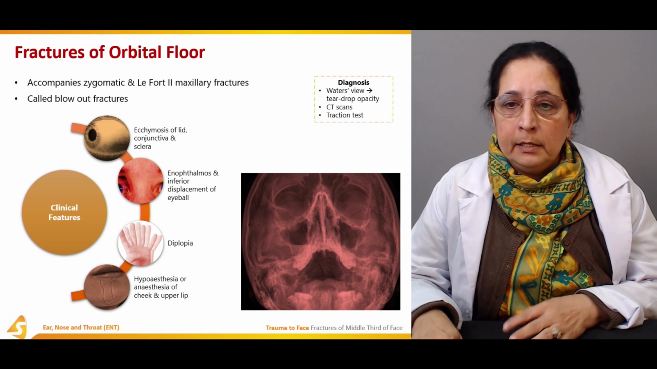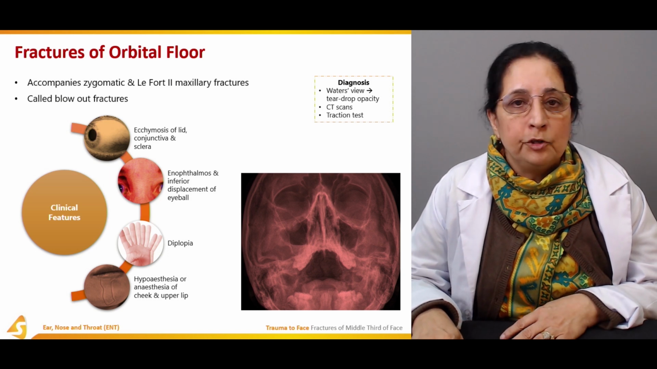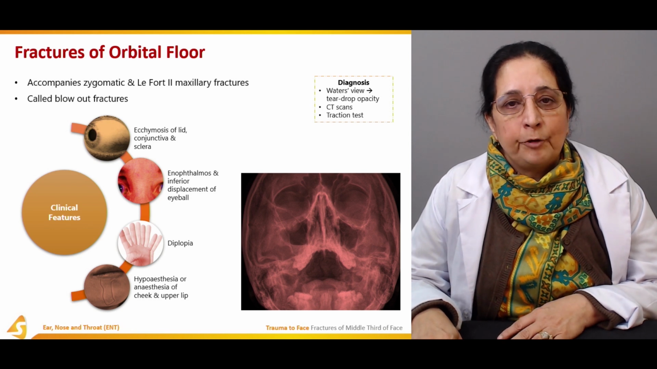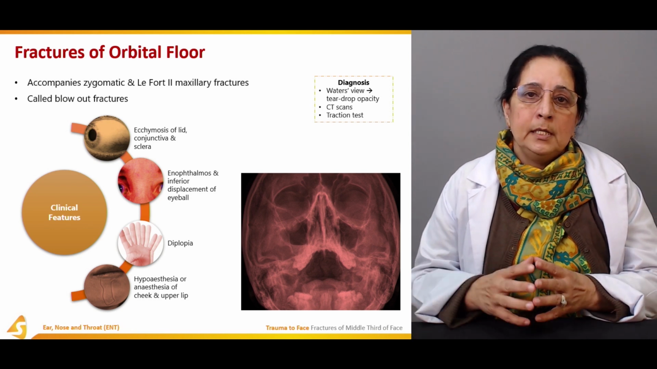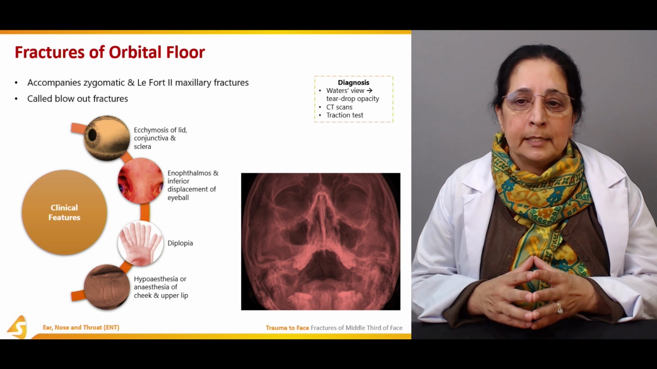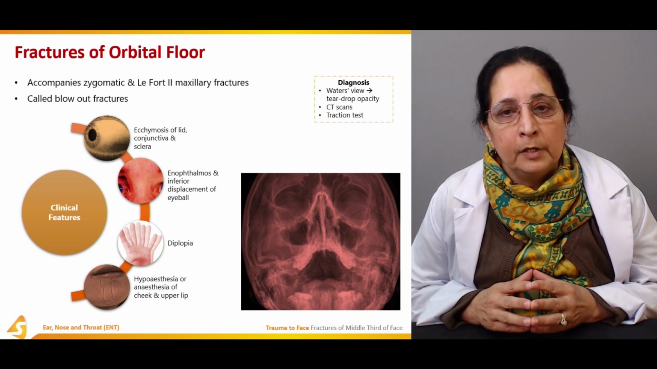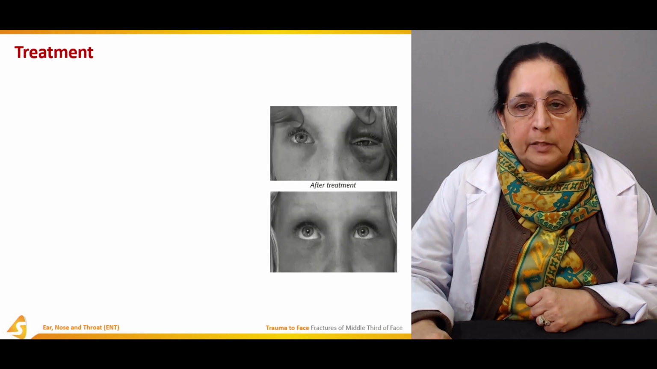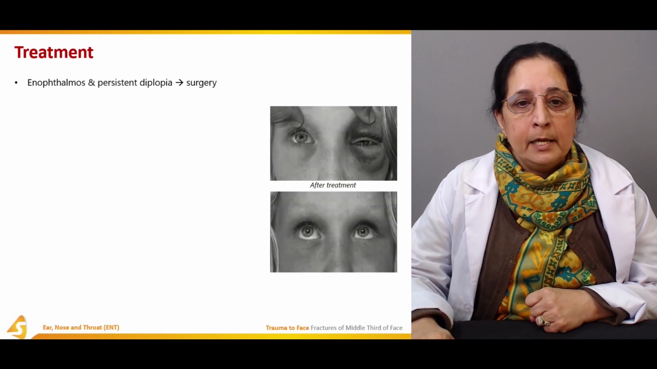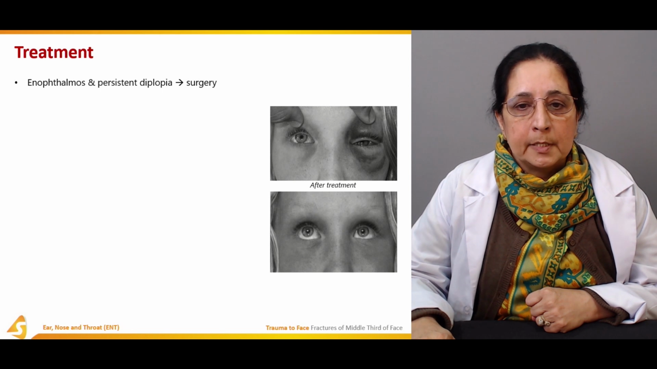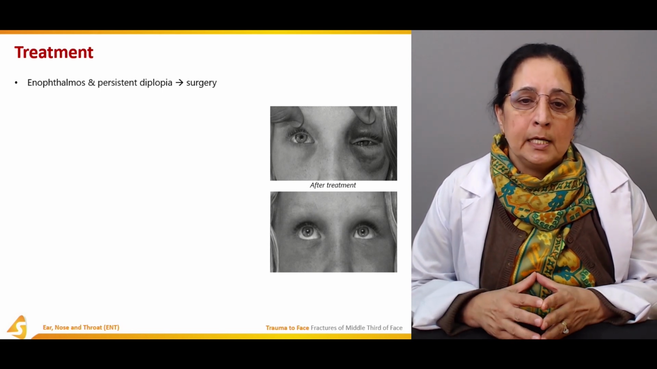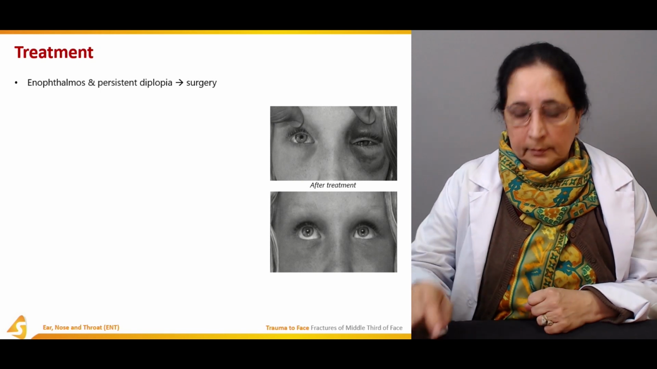Diagnosis again with the Waters view, teardrop opacity, CT scan and traction test. So all these are the diagnostic tests for the fracture of the orbital floor. Treatment: if enophthalmos and persistent diplopia are present, the treatment is by surgery.